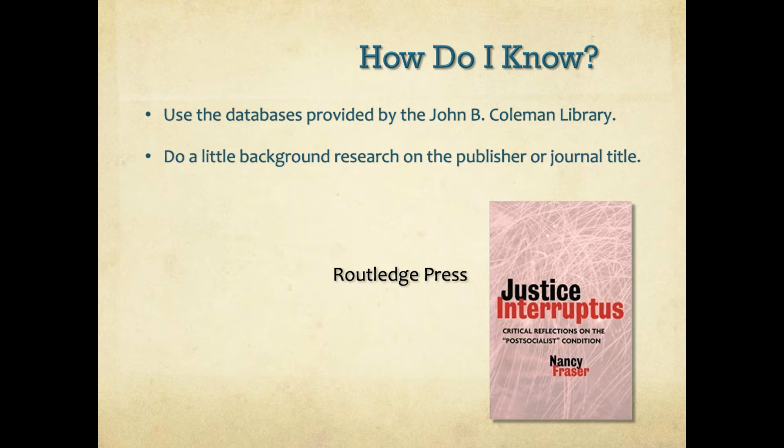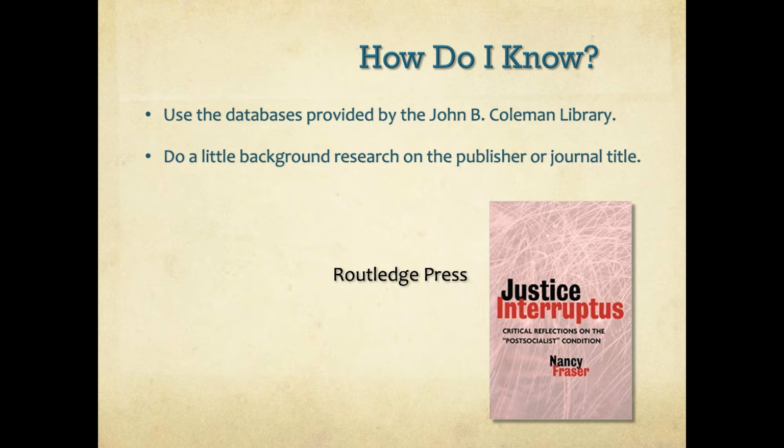Now, just by the title of that, it sounds pretty academic, right? But we want to double check and make sure, so we do a quick Google search of Routledge Press, and one good place to look is just the Wikipedia page. We're just doing background research. We're not looking for super credible sources. We just want to get some quick information.